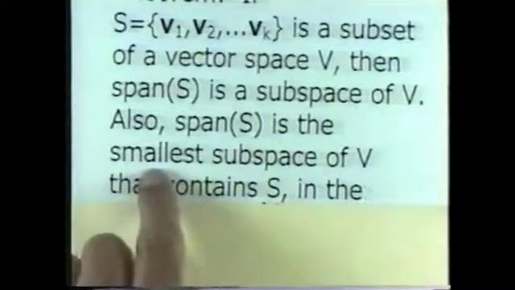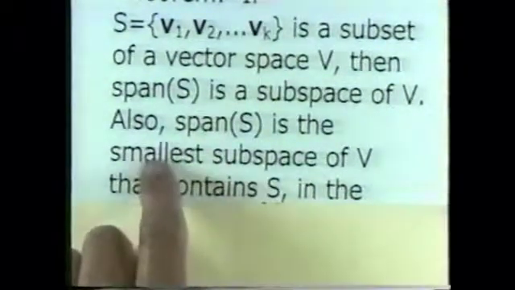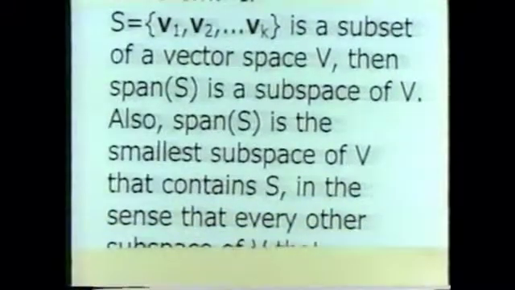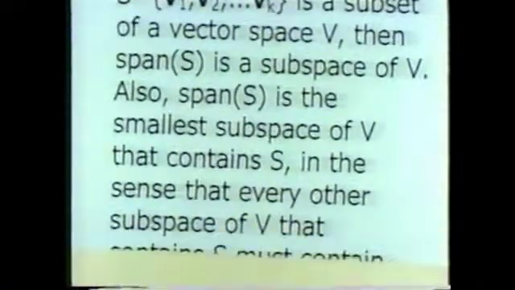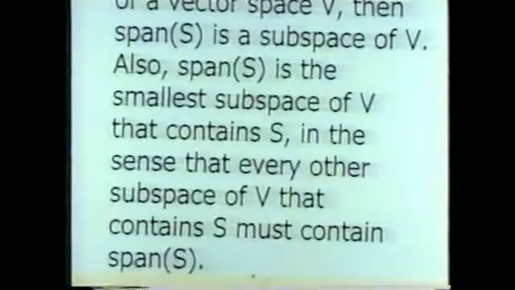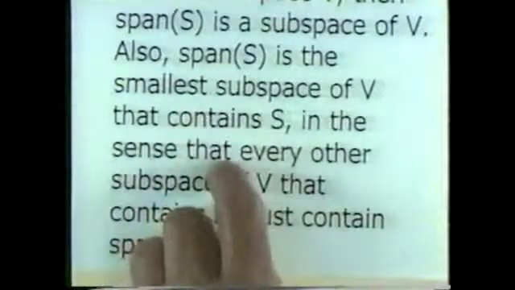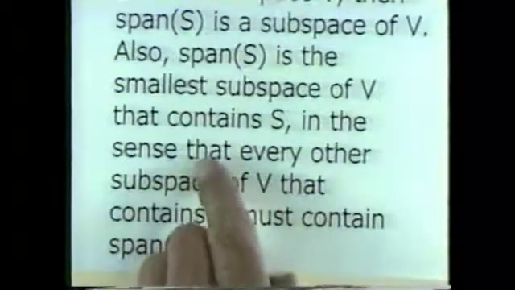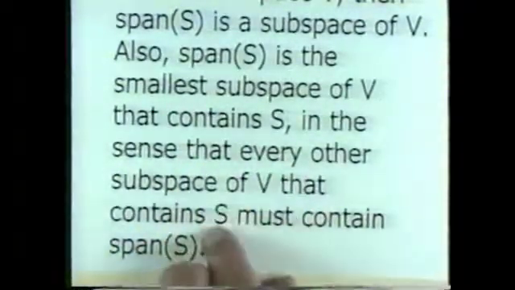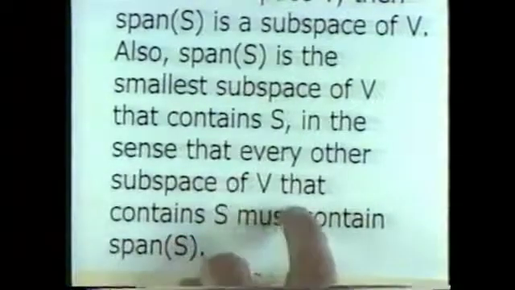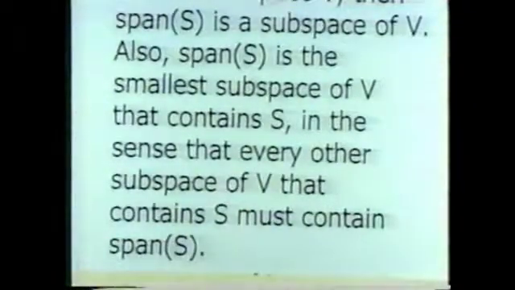Now I need to define smallest for you. Smallest in the sense that every other subspace of V that contains S must contain the span of S. So this is what I mean by the smallest. If I find any other subspace of V that contains S, then that subspace must also contain the span of S.